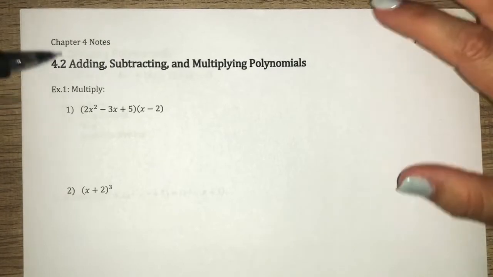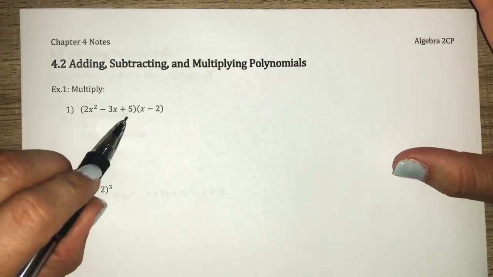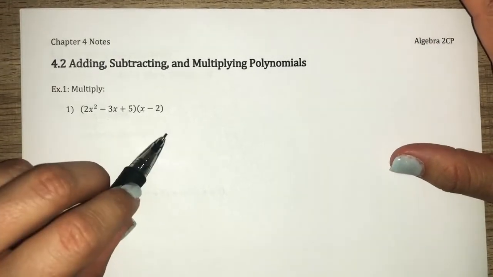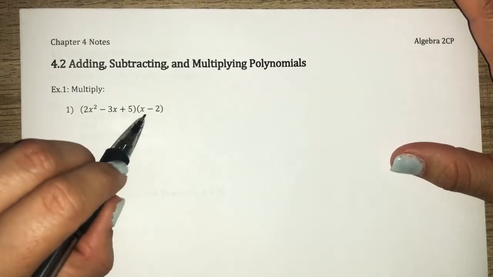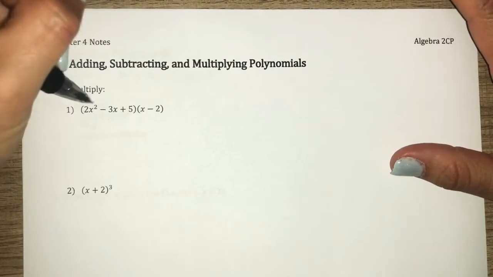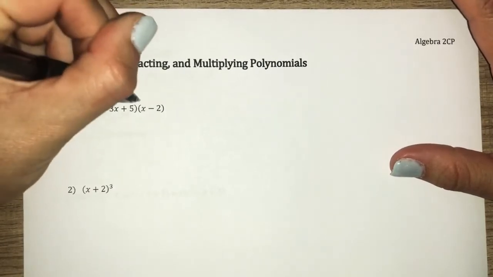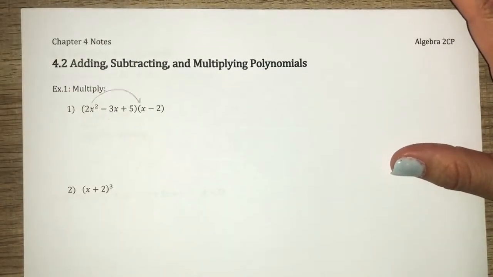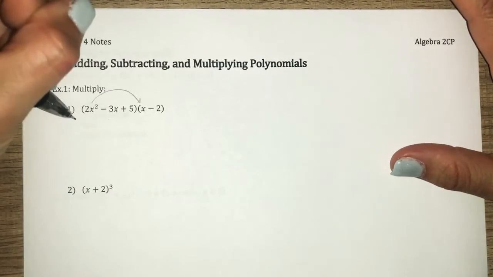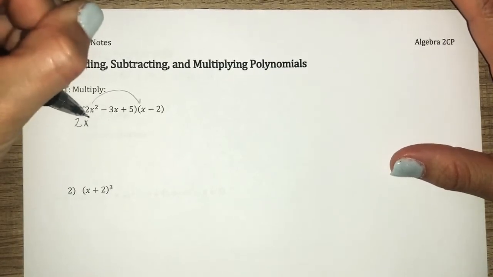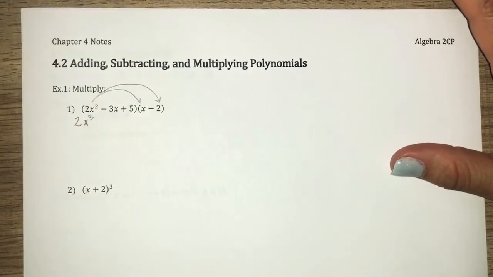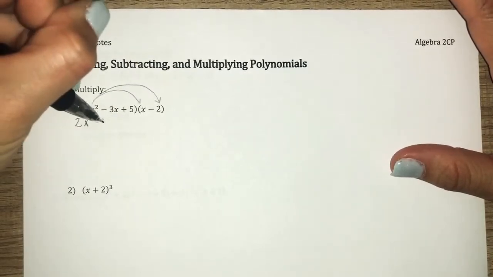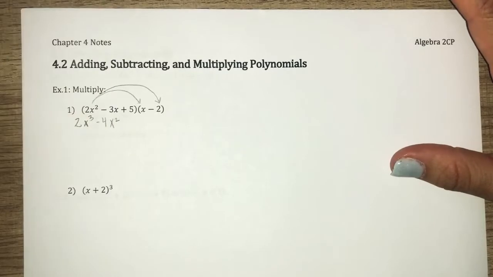So example 1 is multiply 2x squared minus 3x plus 5 times x minus 2. So we just need to take each of these three terms and multiply it by the two terms in this parentheses. So I'm going to take 2x squared, multiply it by x. So 2x squared times x would become 2x cubed. And then 2x squared times a negative 2 would become negative 4x squared.